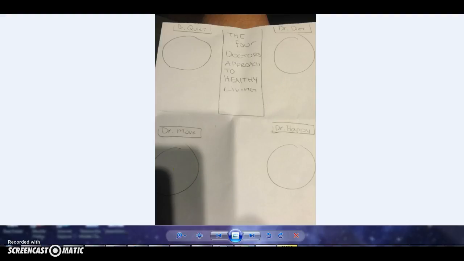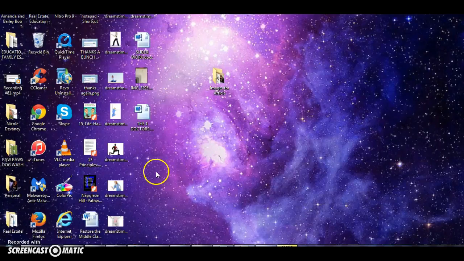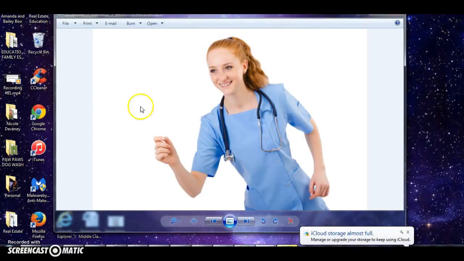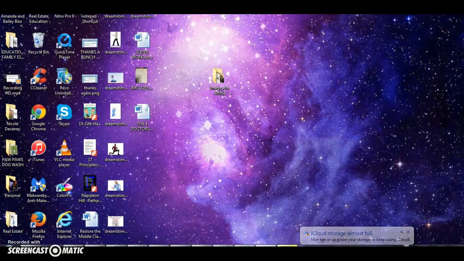Dr. Movement is going to be down in that corner. Now, if it's going to be in a circle, make sure you get her arm in there, to make sure, you know, it seems like she's moving, because that's Dr. Movement.